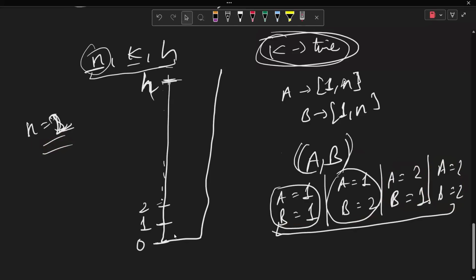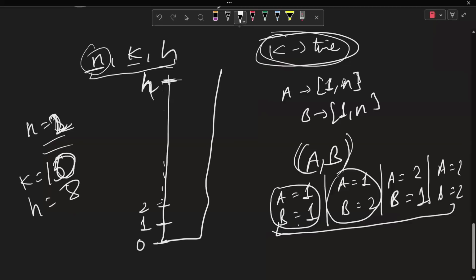And for these pairs of A and B, you have to find whether they come out of the well within k seconds. So let's say for this case, k is 10, h is 8. Let's say this is the test case: n is 2, K is 10, H is 8.